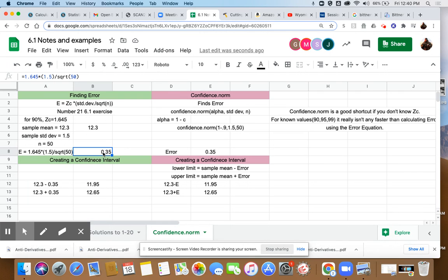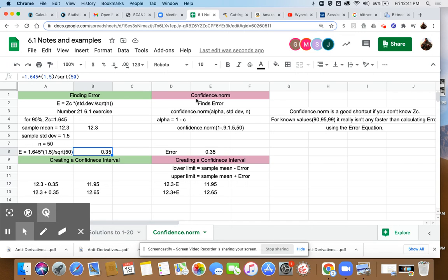So that calculates our error, and that's using our error equation. And if we want to create then the confidence interval for this problem, we want to do our mean value minus our error to give us our low end, and our mean value plus our error to give us the upper end. So this is our 90% confidence interval. It goes from 11.95 to 12.65.